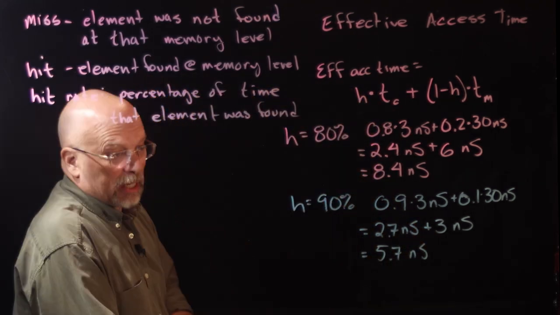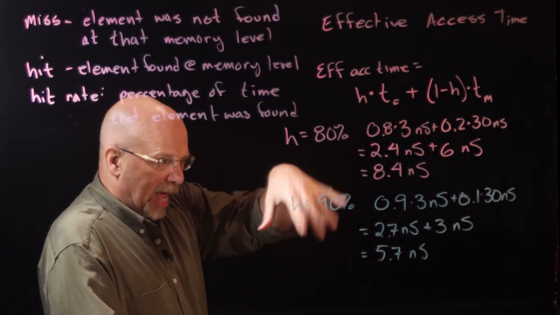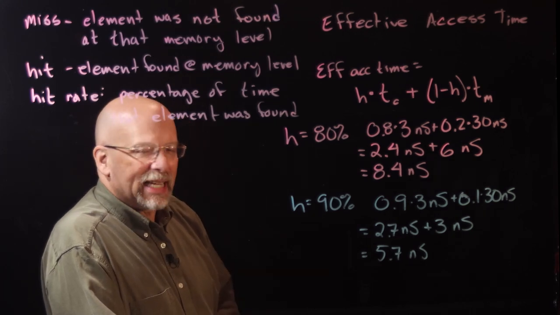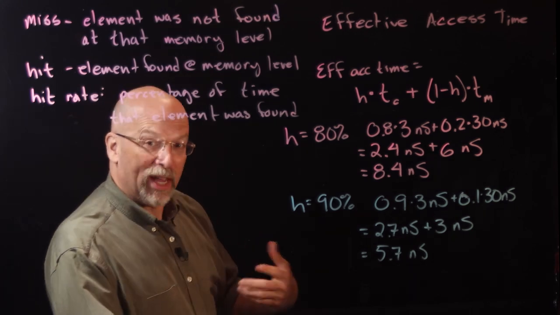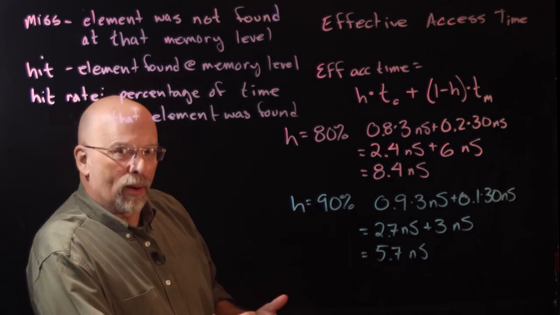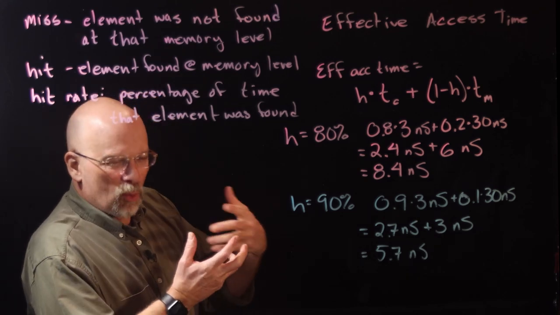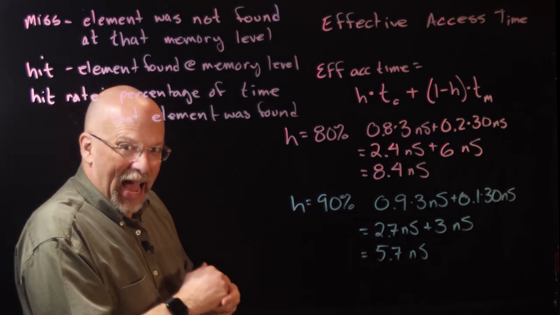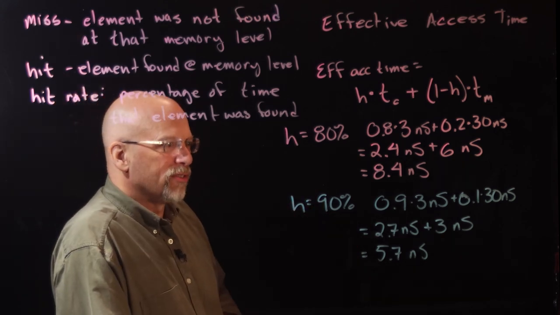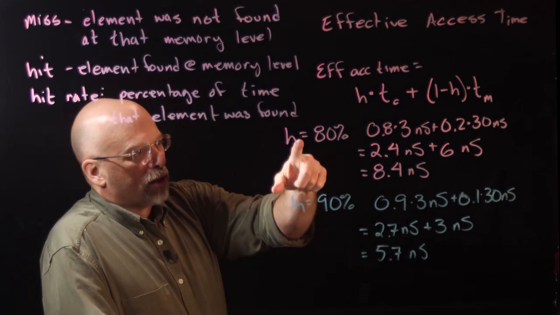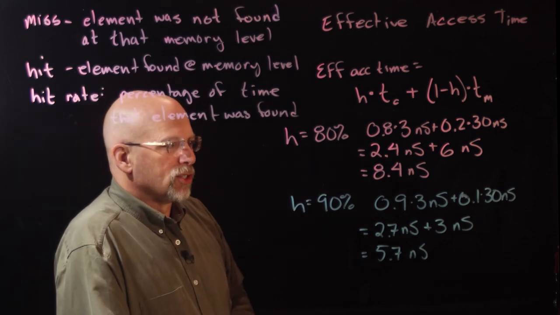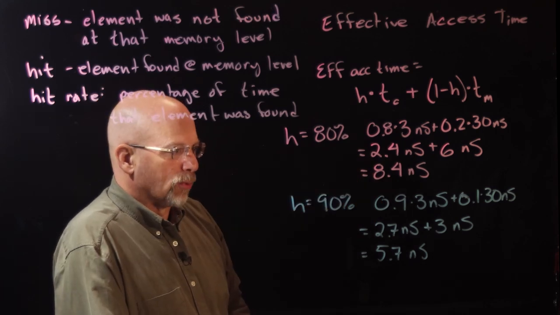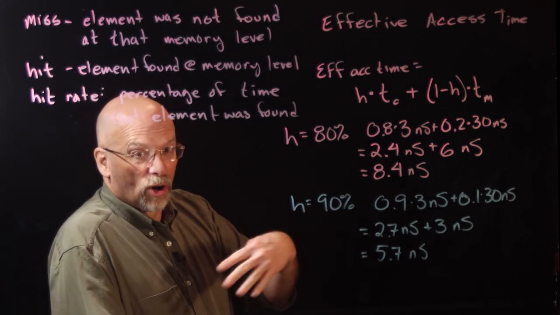The important thing to look at here is that this doesn't take any change in the hardware. It just takes a change in how we use the hardware, how we organize our code so that the cache can utilize it more efficiently. So just by bringing the hit rate up by 10%, we can significantly improve this. Now, what's the lower limit?